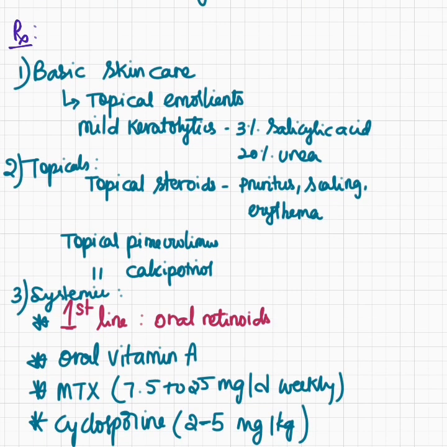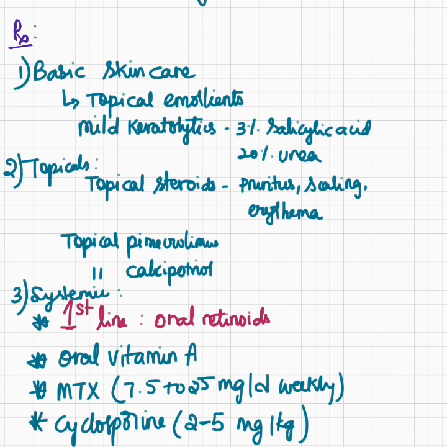Coming to the management, basic skincare in the form of topical emollients and mild keratolytics such as 3% salicylic acid and 20% urea are the first line of basic skincare. Next, coming to topicals. Topical steroids can be useful for pruritus, scaling and erythema. Topical calcineurin inhibitors such as tacrolimus and pimecrolimus have been found useful in some cases. Topical calcipotriol has also been found to be useful in certain cases. Even topical retinoids can be used.